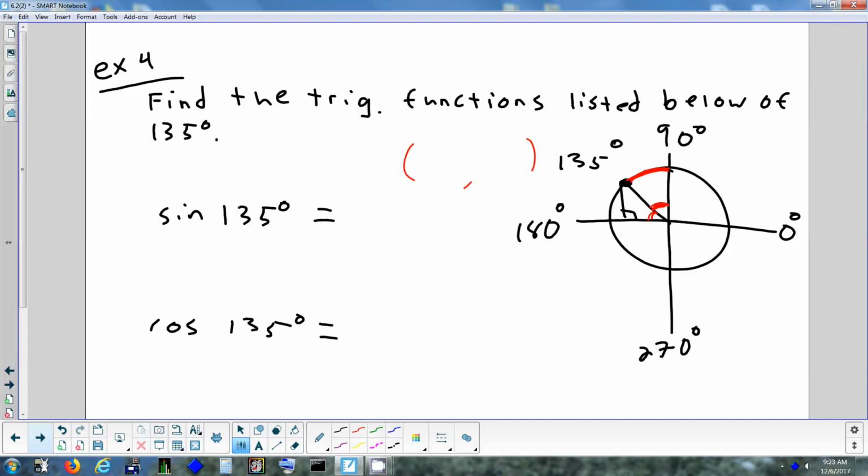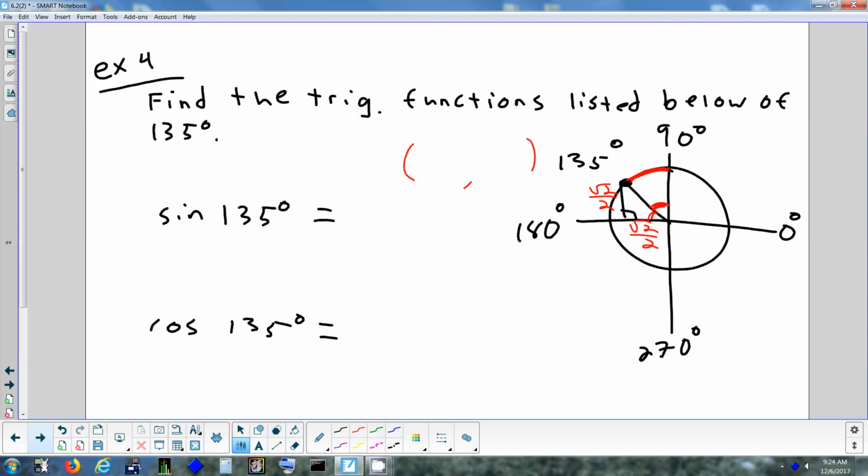Okay, so we have a 45, 45, 90. How long is each side in the 45, 45, 90? Yeah? Square root of 2 over 2. They're both square root of 2 over 2. But when we write the coordinate, we have to be careful about the sign now, because now we're in a different quadrant. That's the only thing that changes when you go into another quadrant.